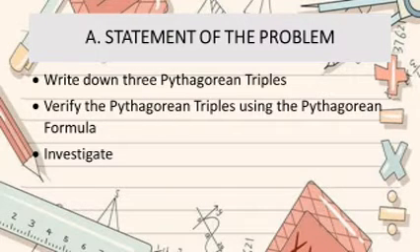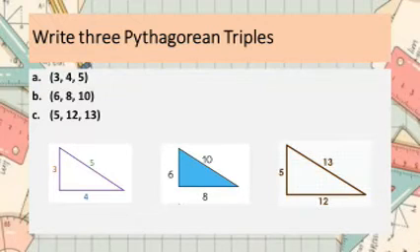So, the first issue is the statement of the problem. Under the statement of the problem, we're going to tackle some examples of Pythagorean triples. Then we're going to verify Pythagorean triples using the Pythagorean formula. Then after verifying, we're going to investigate. Some examples of Pythagorean triples: first is 3, 4, and 5. Next is 6, 8, and 10. Then 5, 12, and 13.